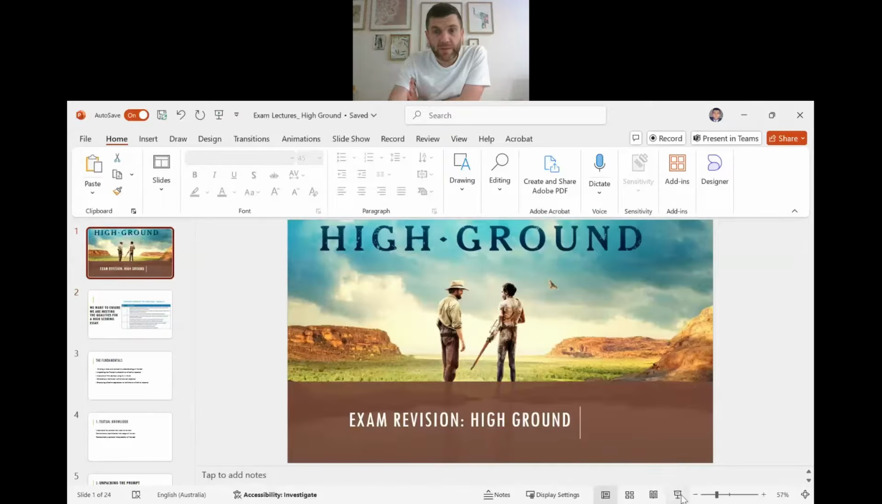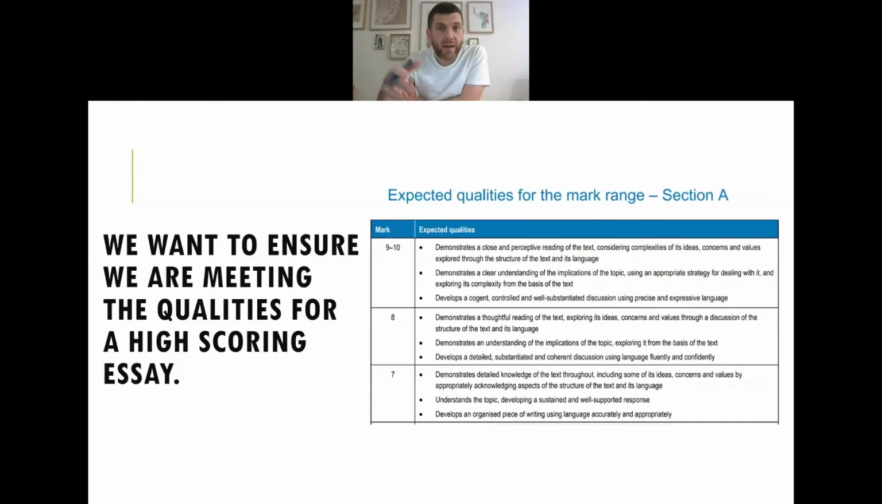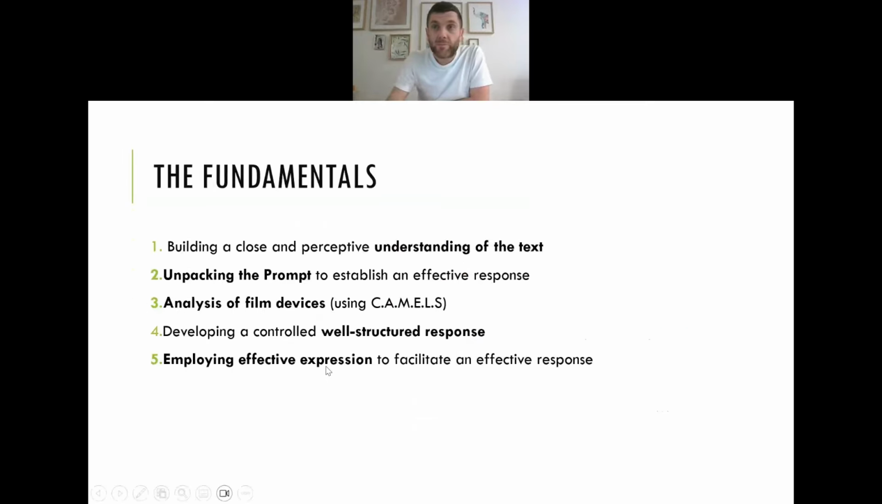Cool. So what we wanted to start by doing today is we just want to have a look at the expected qualities for high-scoring essays. And what we want to ensure is that we're meeting these qualities and that we're able to practice and develop our skills to make sure that we're actually targeting specific areas that are defined within these areas. And we can summarize the descriptors into what I call the fundamentals, and that's really just a summary of the points that are being made by VCAA in the study design.